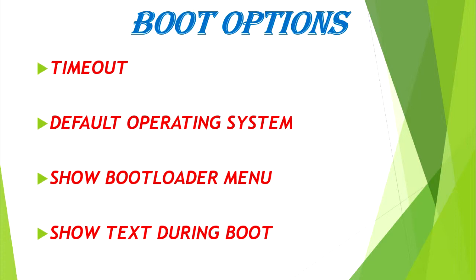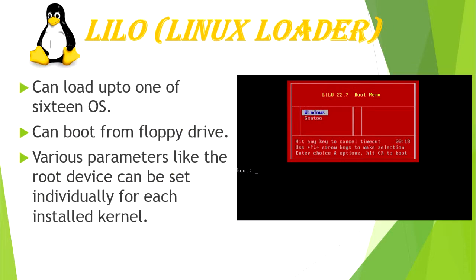Show text during boot. This option presents some textual information to allow you to see what is happening during boot. Linux Loader (Lilo). It can boot an operating system and does not depend on a specific file system. It can load up to one of 16 OSs. It is the default bootloader of Linux distributions after the popularity of Loadlin. It can boot from a floppy drive. Various parameters like the root device can be set individually for each installed kernel.